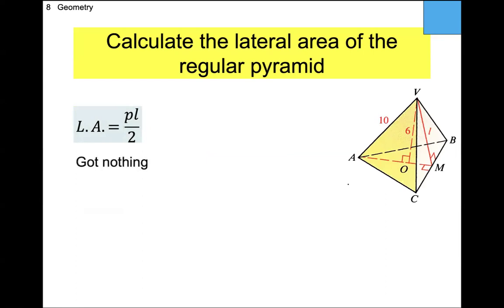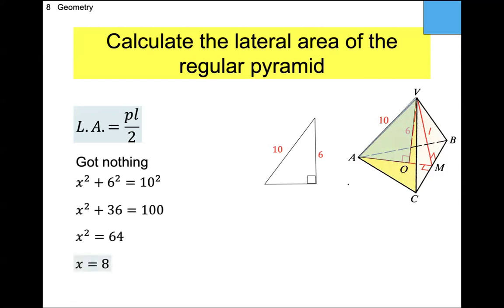All right, so got nothing. I can't plug in anything. So I'm going to look at any of the right triangles where I have 2 values and see if I can do something. So I've got 2 values on that particular right triangle right there. I can solve for the third one. Just use the Pythagorean theorem. All right, so 100 minus 36.